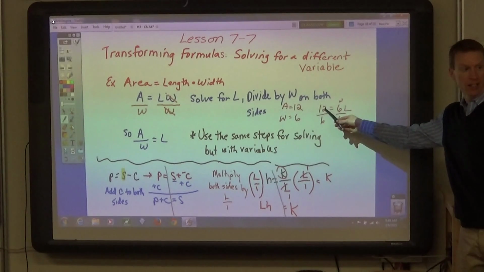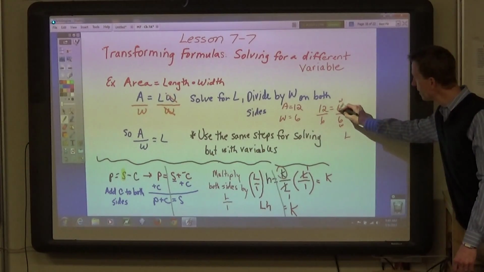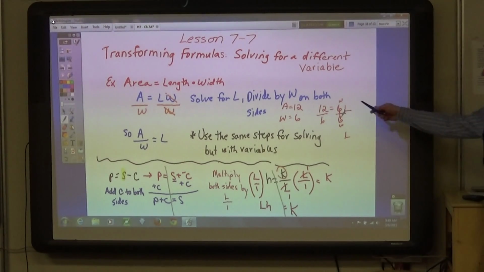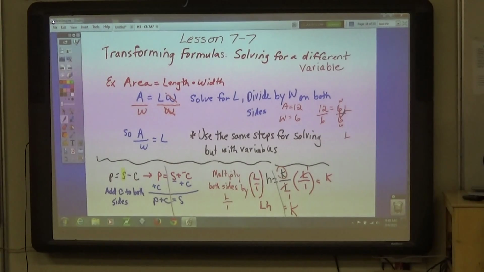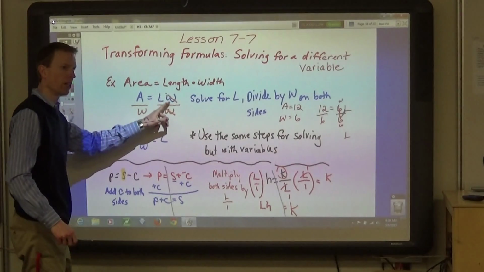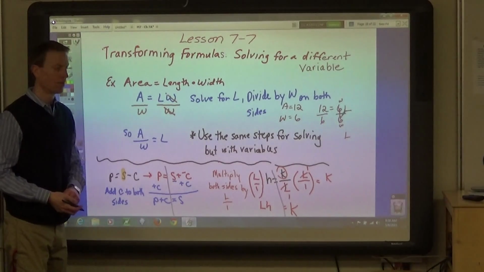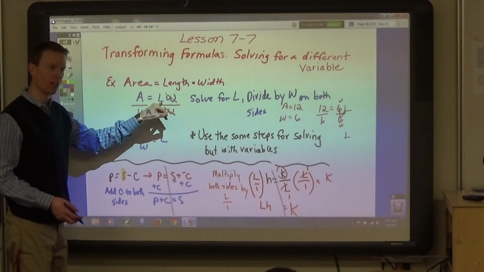We would divide 12 by 6, right? Or, to get rid of the 6 on this side, divide it by 6. Well, if this says W, if we know the width is 6, well, we just leave it as W. What are we dividing by on this side? W by W, right? W divided by W. Now look at this formula. W divided by W cancels out the W's. And A divided by W equals L.